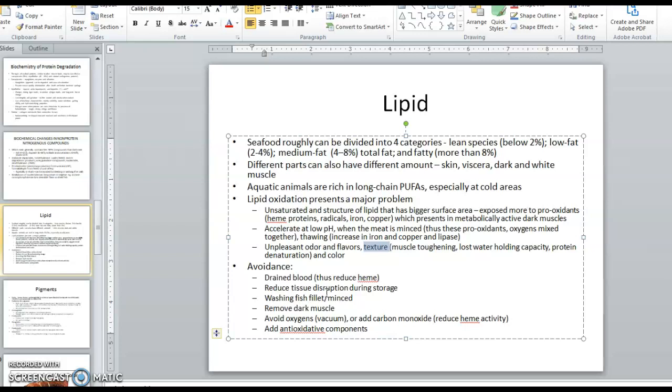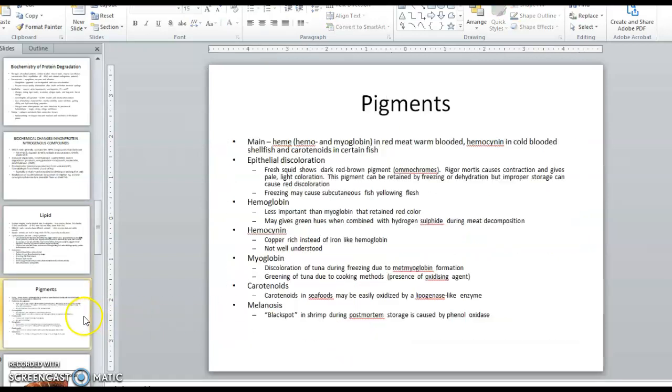So when we cut the fish, we can remove certain places where we can see a lot of blood accumulating. We can try to avoid oxygen, meaning that we can try to package the fish or the seafood in a vacuum, or add carbon monoxide to reduce the heme activity. We can also add certain antioxidative components that can nullify or neutralize the pro-oxidants.